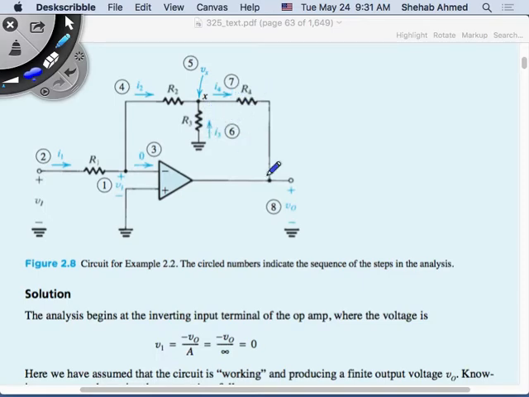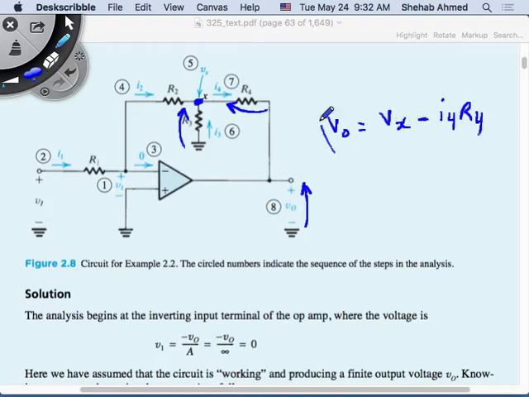There's also a voltage divider here: this, and Vx, this. So Vx minus I4 R4 is equal to V output. V output is equal to Vx minus I4 R4. Okay?